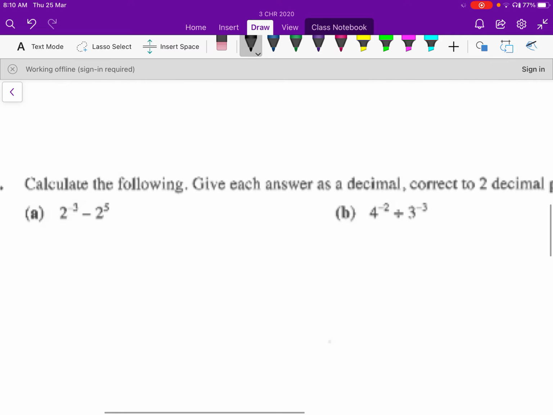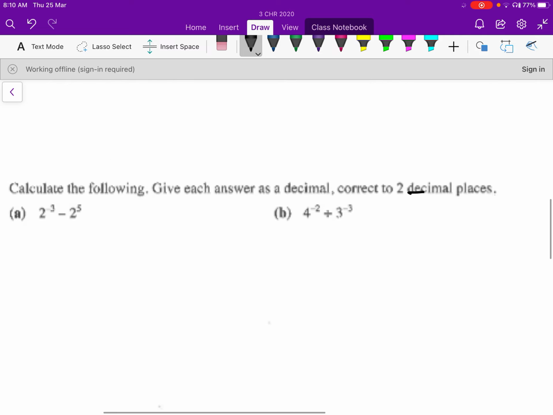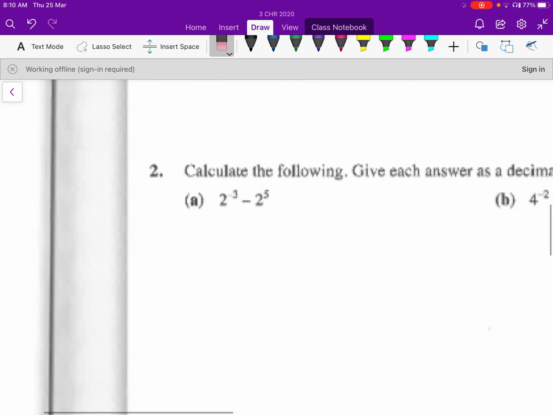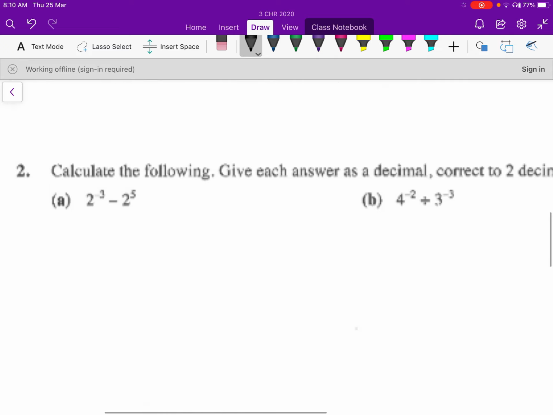Next. Calculate, 2 decimal places. Okay, so the first one. Oh, what is this? This is 2 to the power negative 3. You can just key in your calculator. 2 power negative 3 and minus 2 power 5. Okay. Then change it to a decimal, we get negative 31.875.